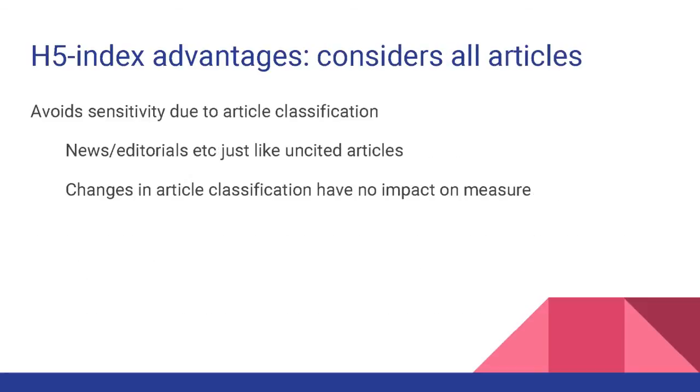The second advantage is that it avoids sensitivity due to article classifications. You don't need to worry about which are the citable articles. You just include all articles. Most of the time, the articles that are currently considered not citable aren't cited. But you don't need to make that decision. It just automatically falls out from the design of the metric. And if you later change the classification, it has no impact on the measure. If it turns out, as occasionally has happened in the past, that a letter to editor or a short communication becomes widely cited, it automatically gets taken into account for the metric.